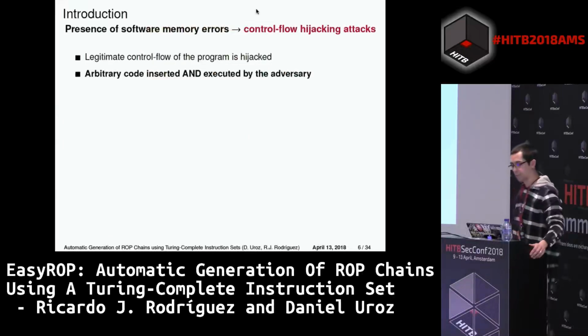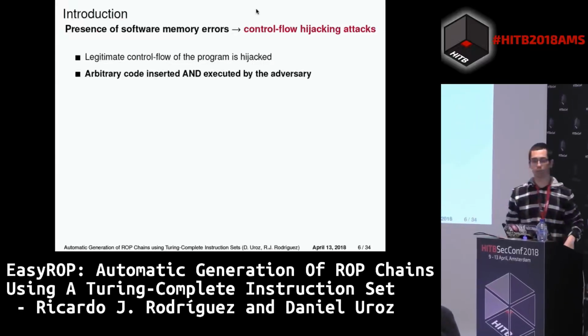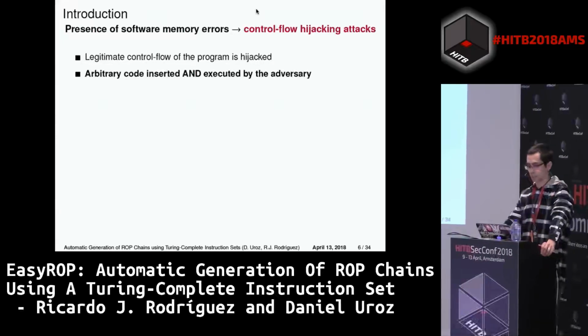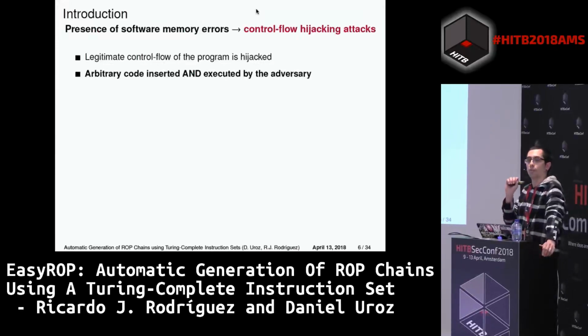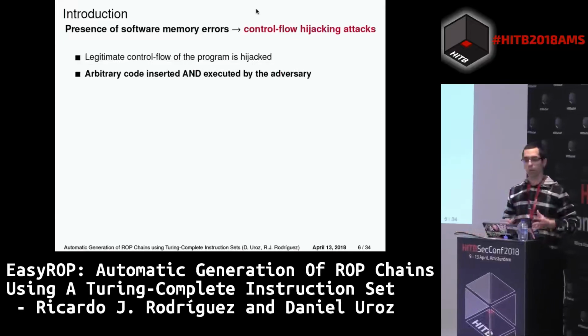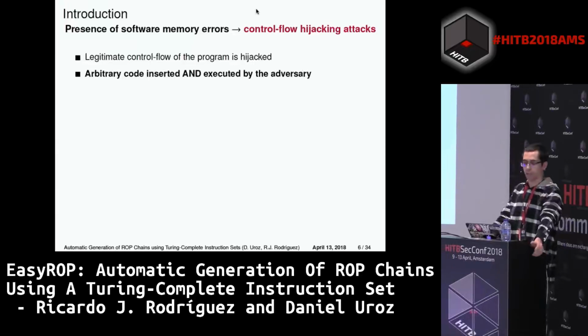Well, the thing is that some of these vulnerabilities can also give rise to software memory errors. When we have these software memory errors, we can talk about control flow hijacking attacks. These are a special kind of attack in which the legitimate control flow of the program is altered. I mean, if the program has to go from A to B and from B to C, when I have a control flow hijacking attack, I can make the program go from A to C directly, avoiding going to B, okay? So when we have these kinds of attacks, it means that we can insert arbitrary code, any kind of code, and we can execute this code, okay?